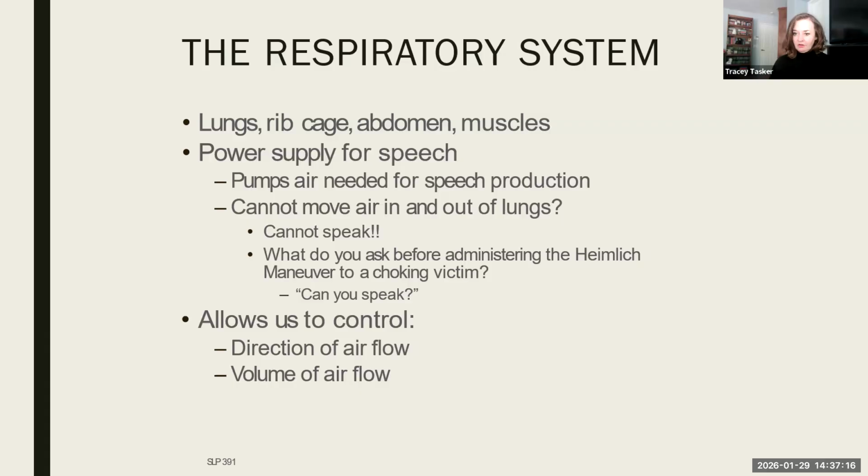This power, this airflow, allows us to control our speech. We were talking about whether it's coming through your mouth or through your nasal cavity. If you tried to make the sound and then you held your nose, you wouldn't be able to make the sound, because that sound is made through the airflow coming through your nasal cavity.